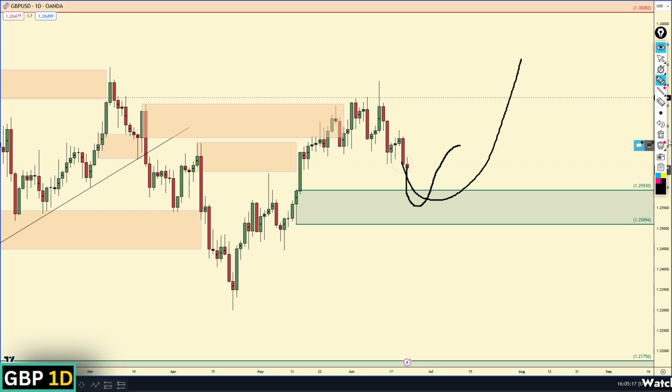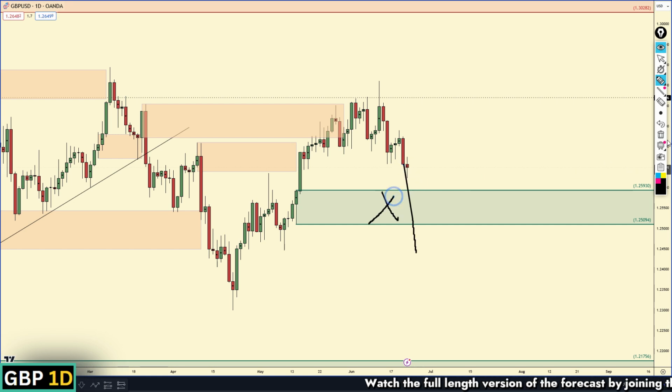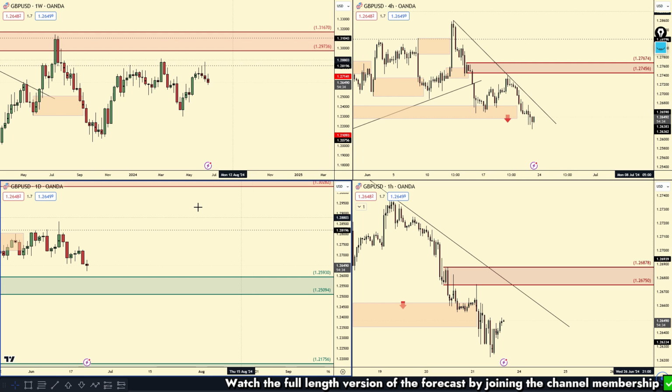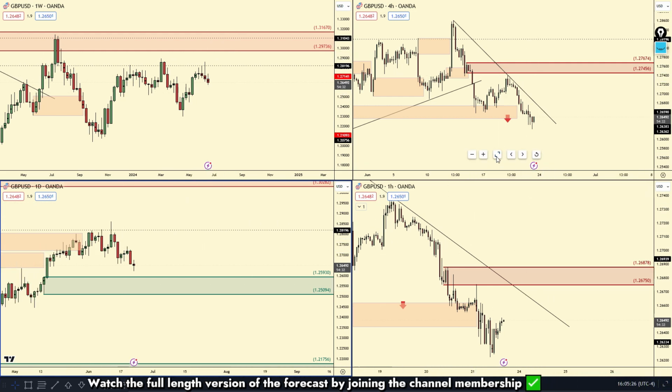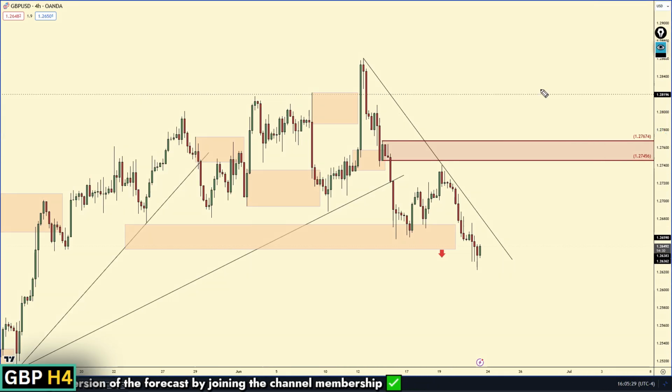Do I think we're going to go to the moon from here? Probably not, but I think the idea of price blasting through the zone and seeing no move is pretty rare, in my opinion. And that is why I was looking for potential shorts off of this supply zone here.